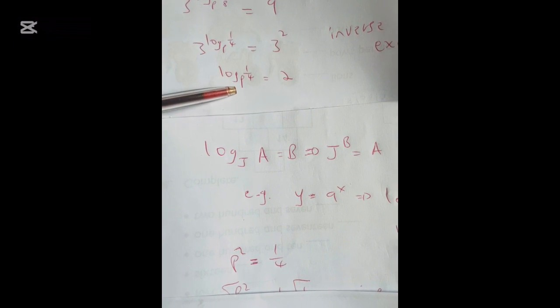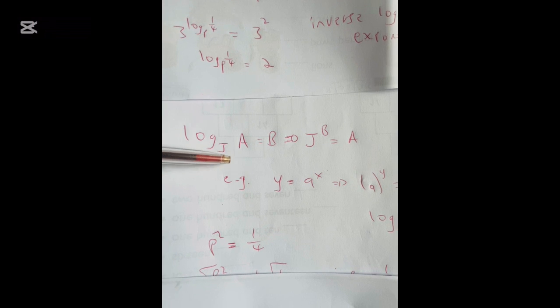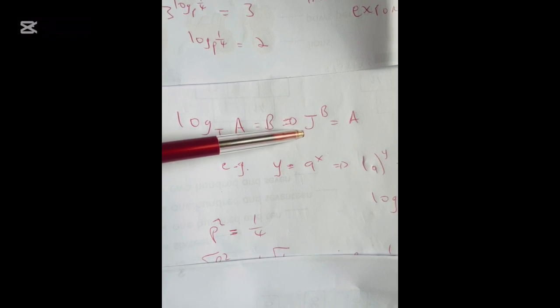All right, so now from here we have log p of 1 over 4 equaling 2. What are we going to do? We're going to try to remember some of the inverse functions, as I've shown you there. So we're going to have log j a equaling b. All right, so this implies that j to the power b equals a. So guys, j is always the base, b is always the exponent, a is always the product.